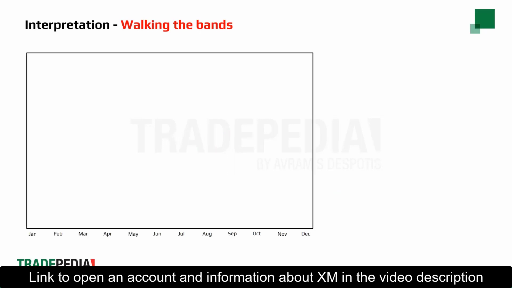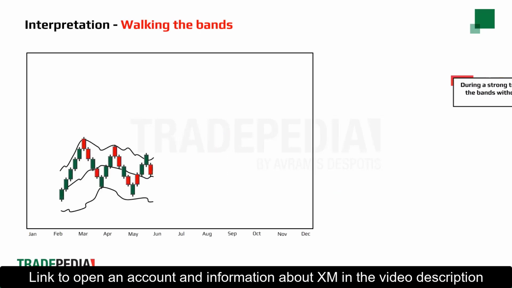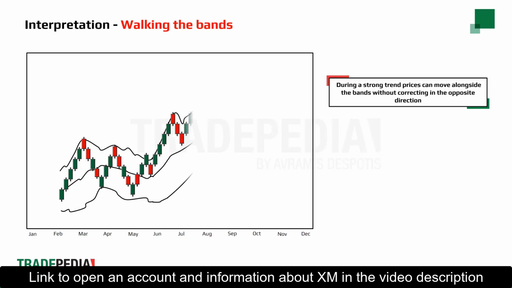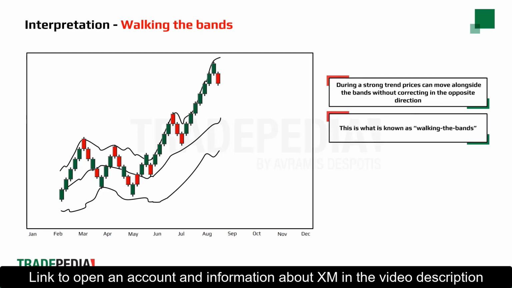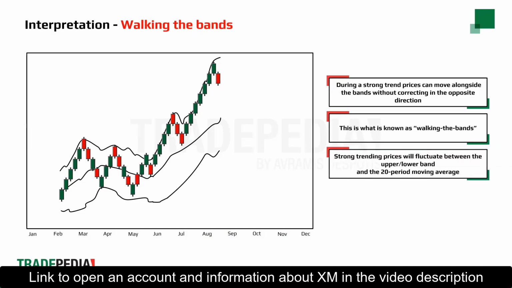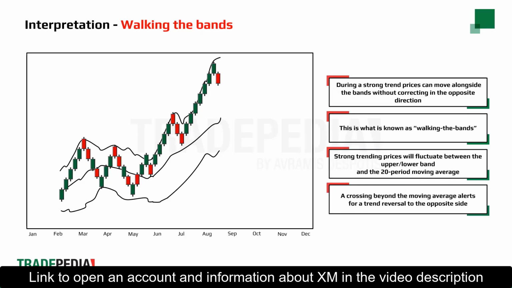Walking the bands. During a strong trend, prices can move alongside the upper or lower bands with many touches without correcting in the opposite direction. This is what is known as walking the bands. Strong trending prices will fluctuate between the upper or lower band and the 20-period moving average. A crossing beyond the moving average alerts for a trend reversal to the opposite side.